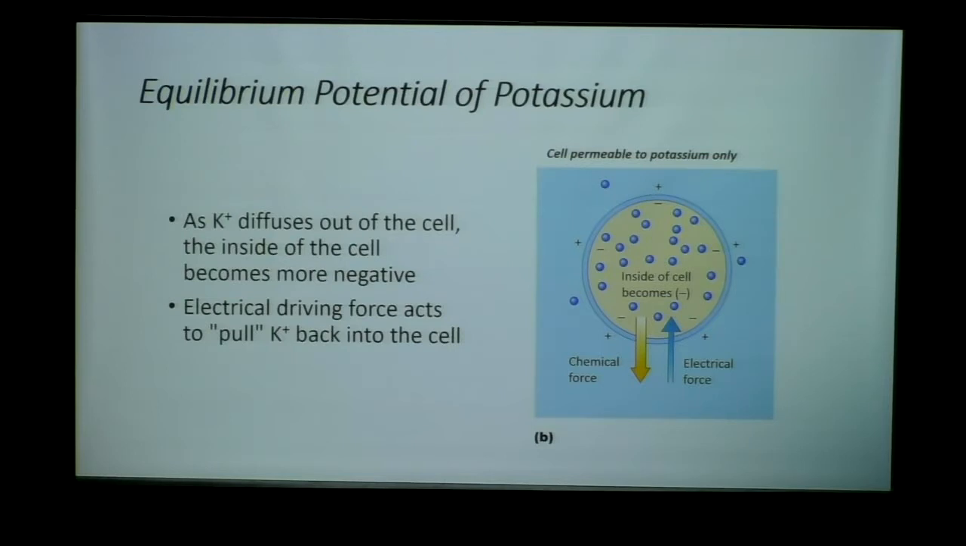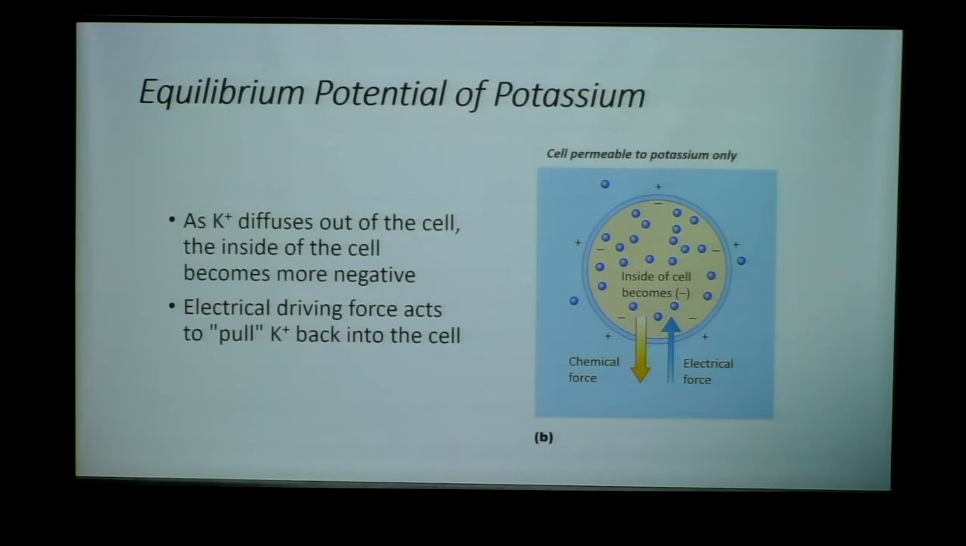Inside the cell. Let's say that again. As potassium starts to move along its chemical force, leaving this unopposed negative charge inside, we create this environment. Inside the cell becomes more negative, and so we set up an electrical force at this point where potassium wants to go in the opposite direction. It wants to get back closer to that negative charge because it is positively charged.